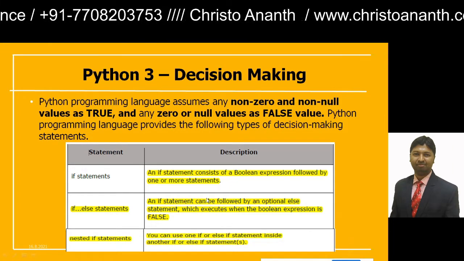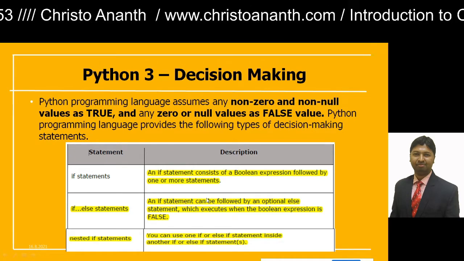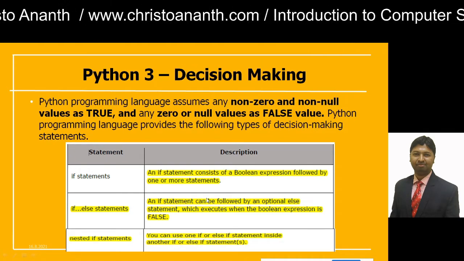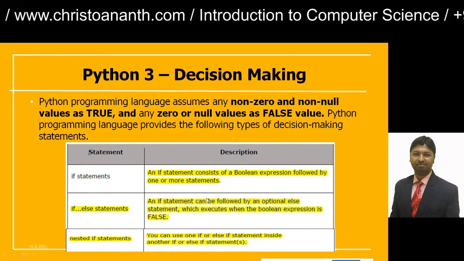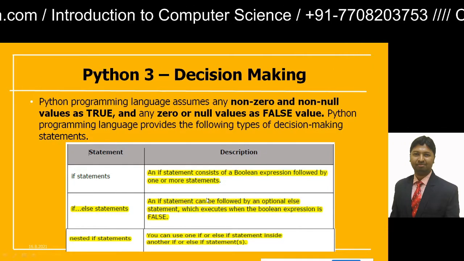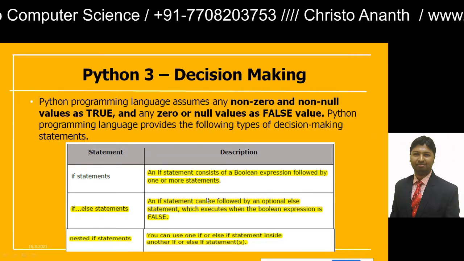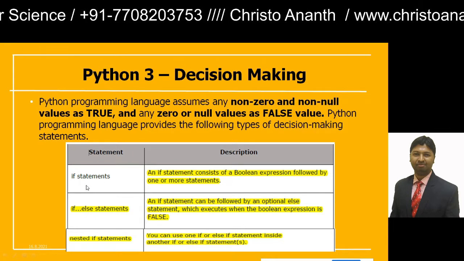So the Python programming language assumes non-zero and non-null values as true. Okay, so if it is not zero, or if it is not void or not null, it is termed to be true. And the zero values or null values, you term to be false. Okay, right? So you have the if statement.